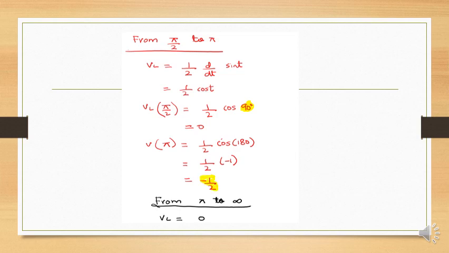And if we consider further, from pi to infinity, we have no waveform. We only have one half cycle of sine wave, the positive cycle. So it is 0.